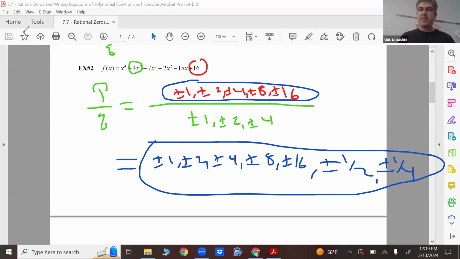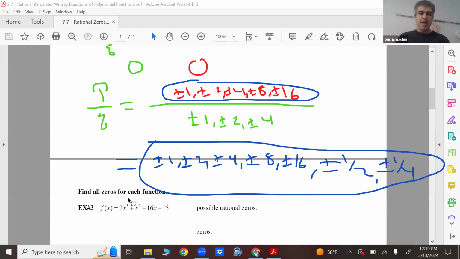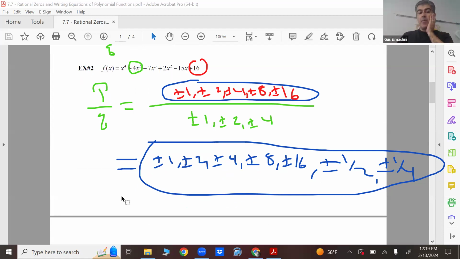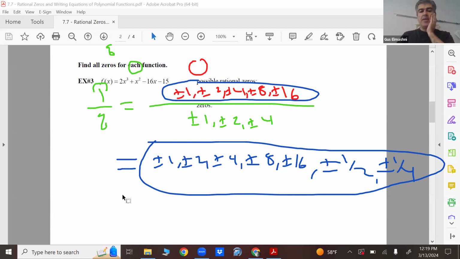So sometimes you don't have to write all these out because they're going to be repeated. I mean, you don't always have to divide each of the numbers up top by each of the ones down below if you see some repetition happening. In this case, there are a total of 14 possibilities, it looks like. And I did actually check these out. None of these actually work. These are both very wacky polynomials, but we're not going to do that.